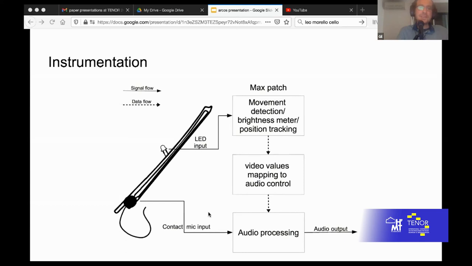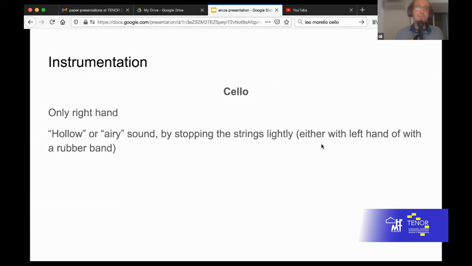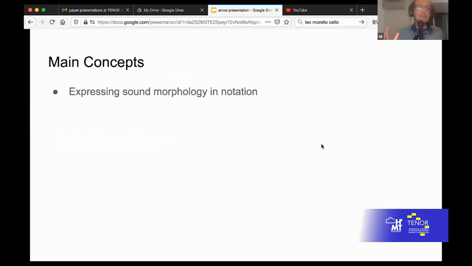For the cello, because the focus is on bowing gestures, the instruction is to use only the right hand, and to produce this kind of hollow or airy sound by stopping the string slightly. So that could be either with the left hand or with just a rubber band. So one of the main concepts is obviously unifying through bowing gestures and expressing this sound morphology in notation.